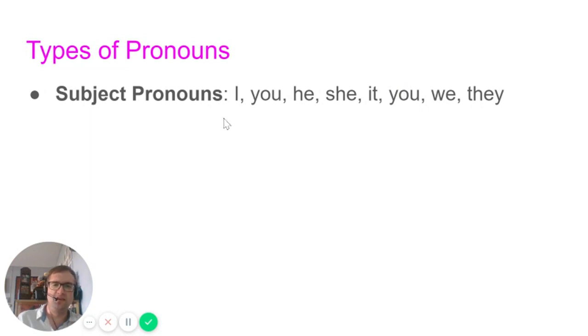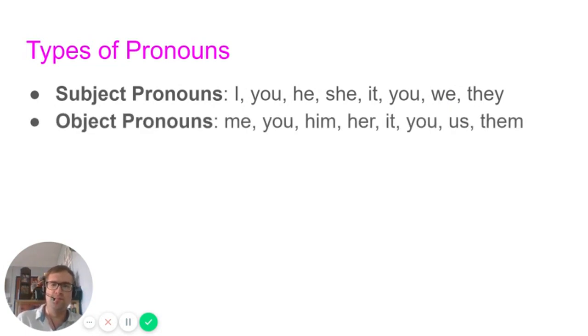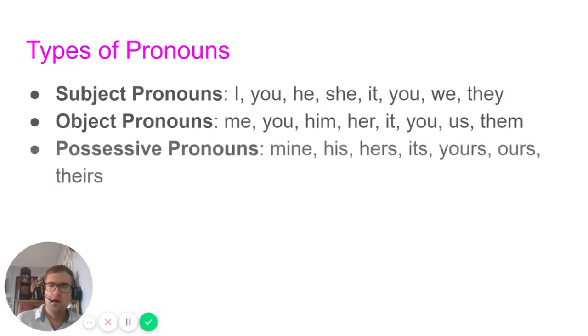So here we have our singular pronouns. Here we have our plural pronouns. I've kept the same pattern the whole way through. So we've got the subject pronouns, which we see very often. The next common type of pronoun is the object pronoun. Me, you, him, her, it, you, us, and them. These pronouns, they take the place of the object of the sentence. We'll get into that later on.